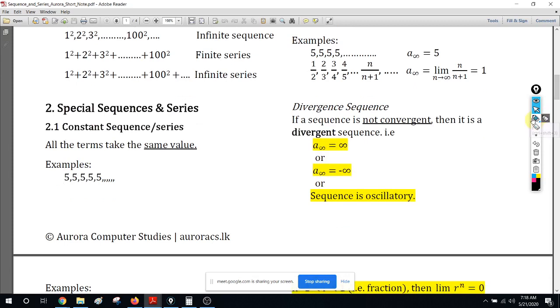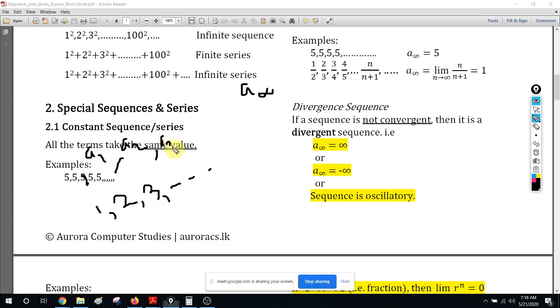So let's take some examples. If you take something like 1, 2, 3, etc., this is a1, a2, a3. So what is the infinite term? Of course, you can see the next one is 4, the next one is 5, it's getting bigger and bigger. The millionth term is million, the billionth term is billion, the trillionth term is trillion. Very big means what? Infinity. So a infinity is going to be plus infinity.